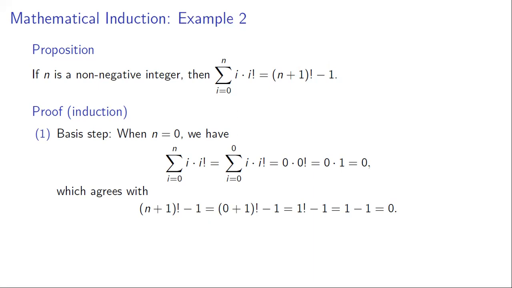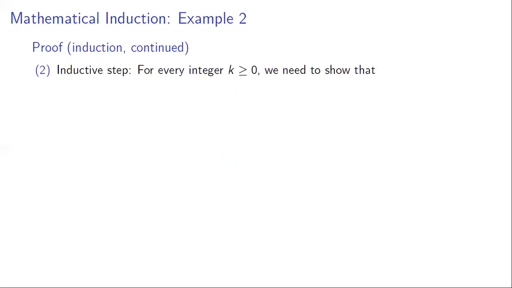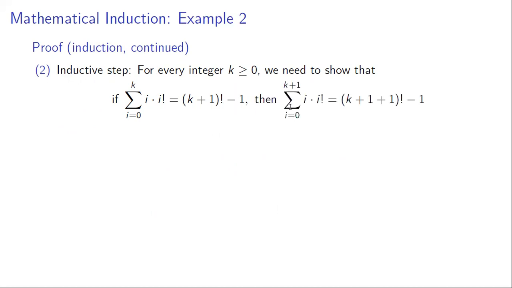Okay, that's the basis step. That's the easy part. Continuing the proof, we have the inductive step. Here, we need to show, for every integer k greater than or equal to 0, that if the sum from i equals 0 through k of i times i factorial is equal to (k+1) factorial minus 1, then the sum from i equals 0 through k+1 of i times i factorial should be equal to (k+2) factorial minus 1. That's what we want to show.